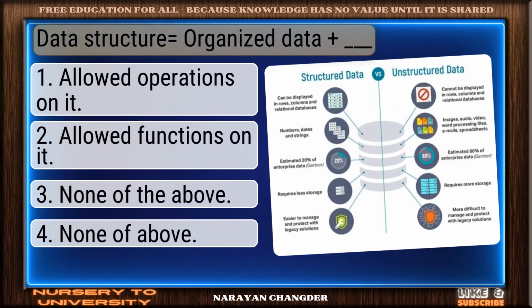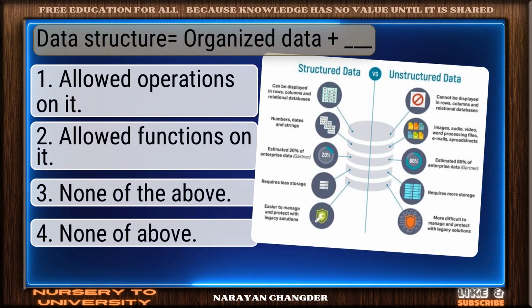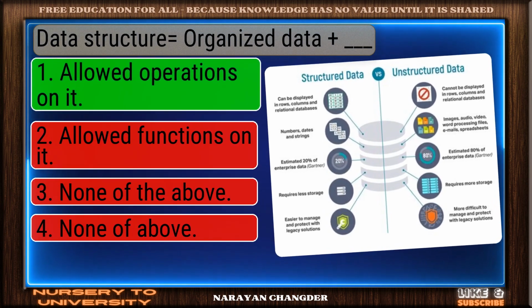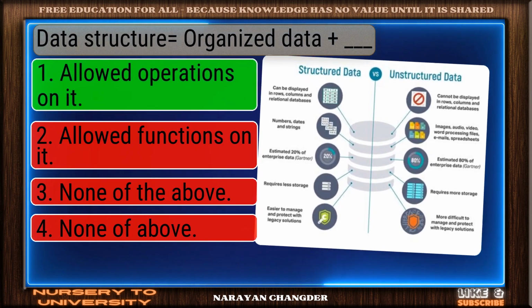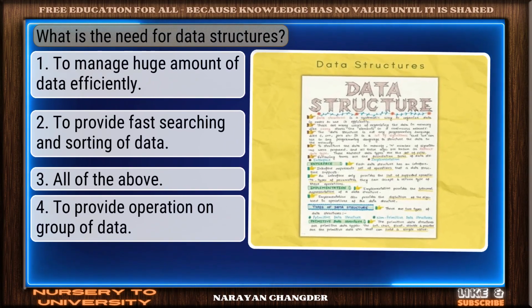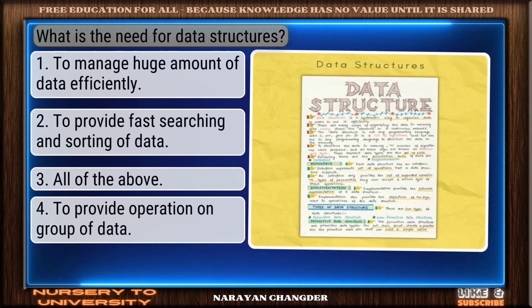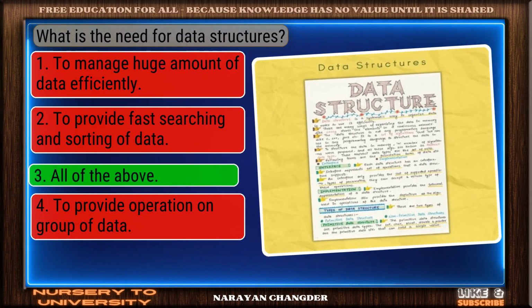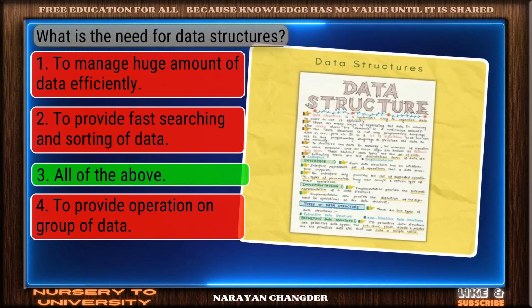Question number 3. Data structure equal to organized data plus dash. Nice work. You chose allowed operations on it, and it is correct. Question number 4. What is the need for data structures? Sharp thinking. All of the above is the right choice.